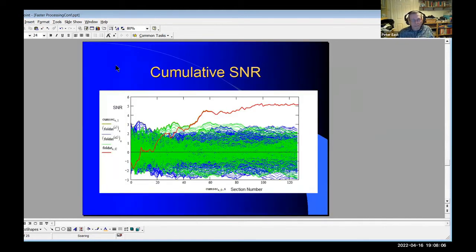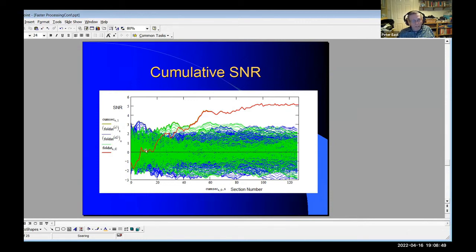This is another plot of the number of sections, 128 sections. And here I've accumulated the signal. So we're adding up, this is the accumulated fold of 20 sections, 40 sections, 60 sections, 80 sections, and so on. And you can see that once again, the signal is integrating out of noise to give us our peak. What the green and the blue are is the noise. So here I've just selected the target to give me the red line.